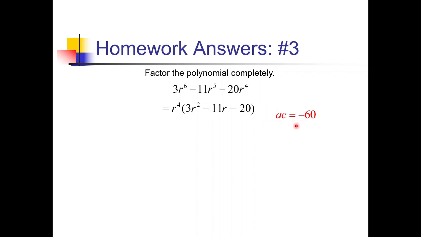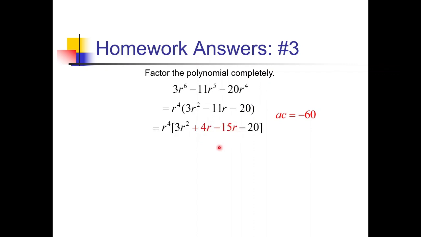Let's go through those. We've got 1 and 60, which will not work. 2 and 30 doesn't give me 11. 3 and 20 is a little bit closer, but still not what I need. 4 and 15. Well, positive 4 and negative 15 adds up to negative 11. So I can split this up into a plus 4r minus 15r.